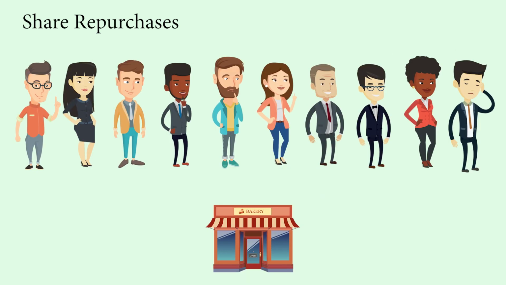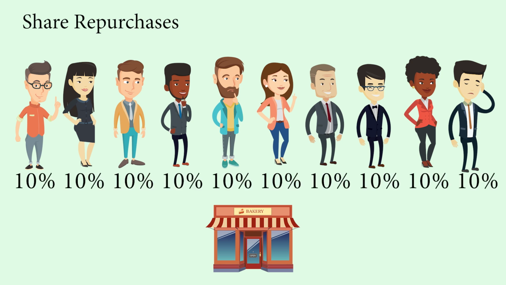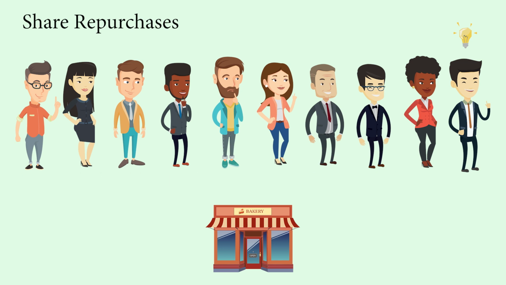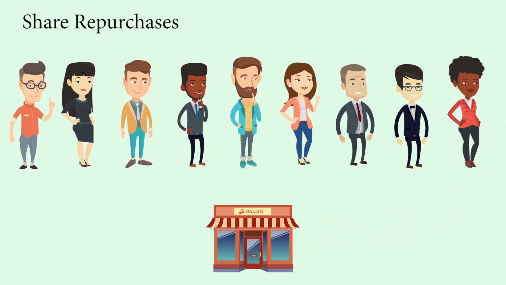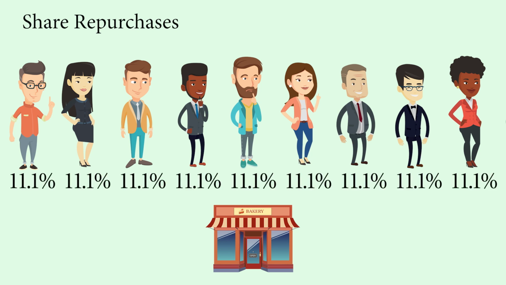If 10 people start a business and each own 10% of the business, but after some time, one of those business partners wants out, all 10 owners could vote on and decide to use some of the company's profits to buy out that 10th person. The company would therefore be left with a total of 9 owners, and each of those owners would own 11.1% of the company. And this could theoretically continue until there was just one owner left who owned 100% of the company.